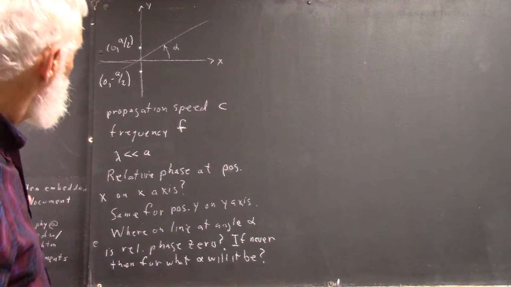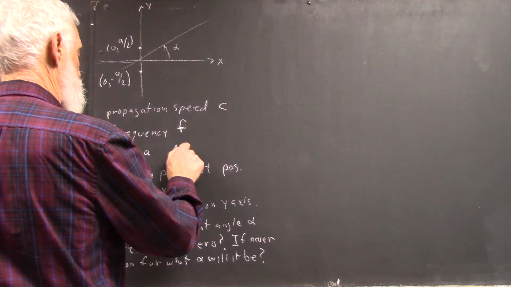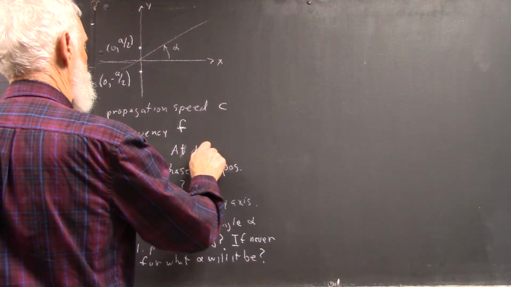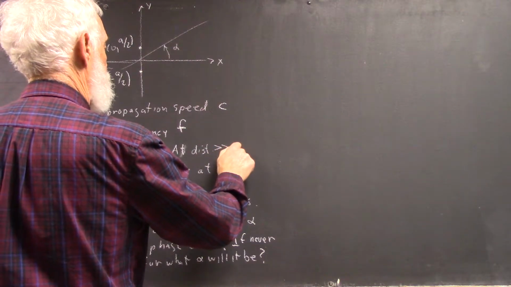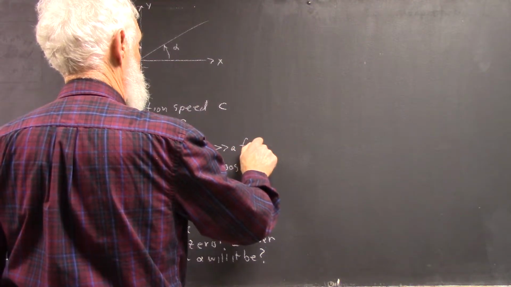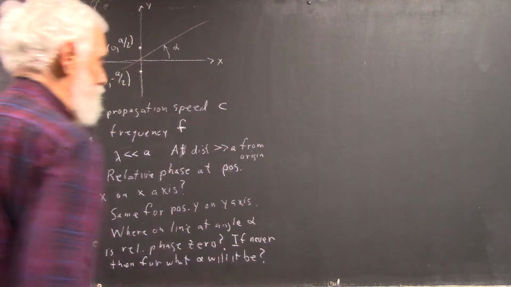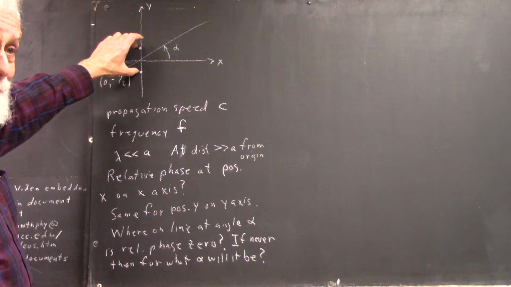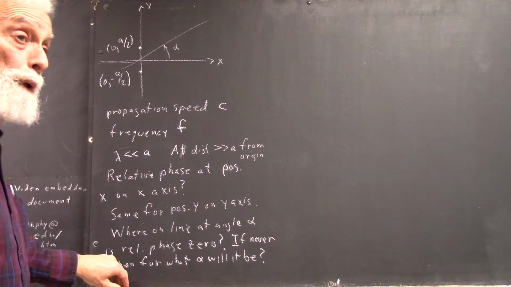And the other thing I probably should have stated, at a distance much greater than a, just say from the origin, because then it's certainly going to be at a distance much greater than a from either of these points, right? Okay? How would we answer these questions?